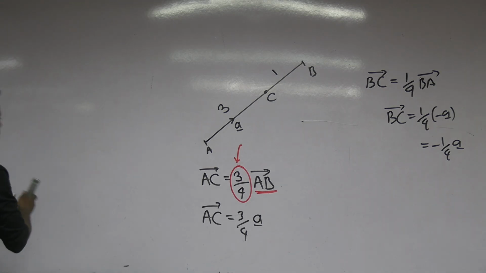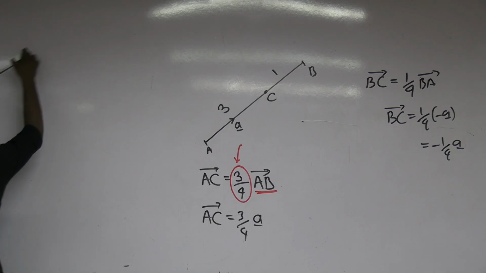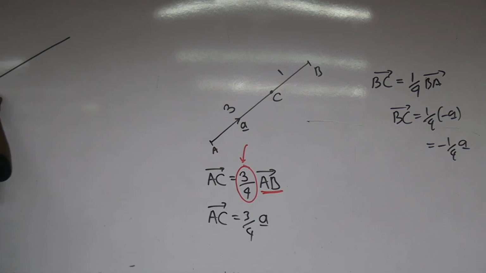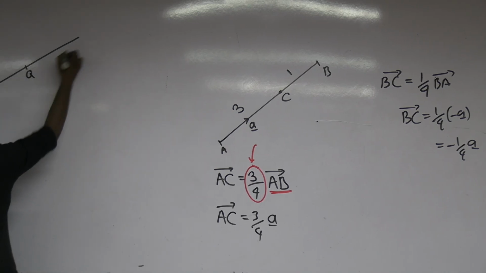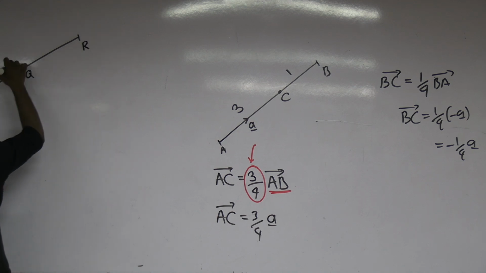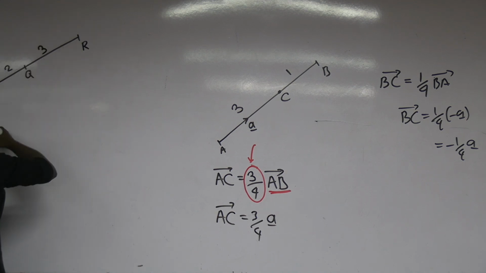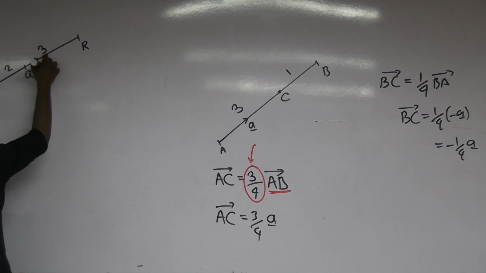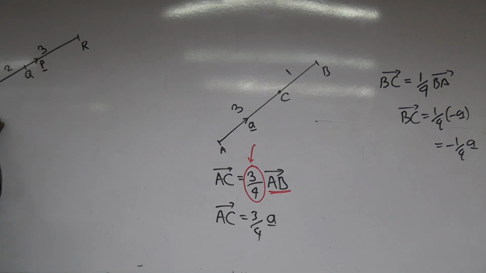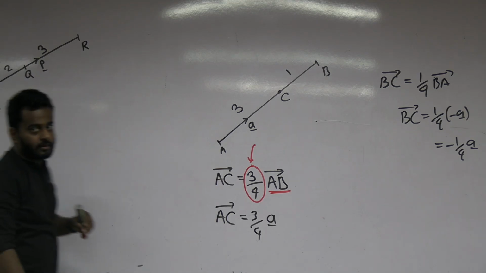Write this first, and then question 2 is: here we have 3 points P, Q and R. The ratio here is 2 to 3, and the vector is simple P. You are supposed to find the vectors PQ, RQ and QP. Find these three vectors.